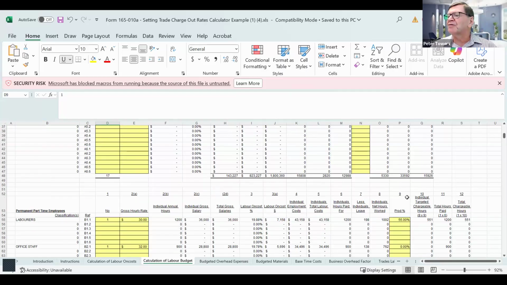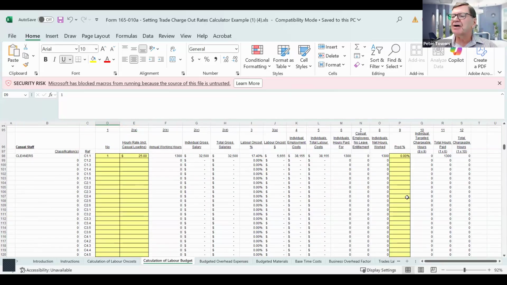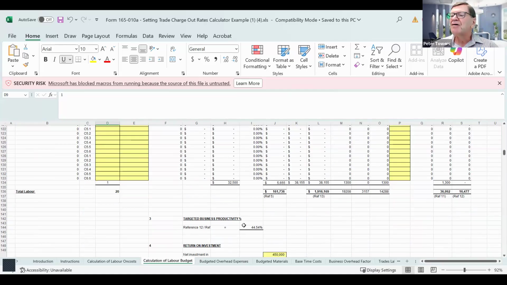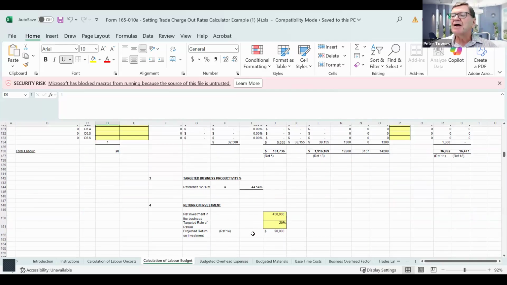And I'm going to show you how all that works in a moment. So we've got those calculations, and we've determined the total amount for labour is $1.9 million. The system's calculated the overall productivity works out at 44.54%. And we're then looking at the profitability. We've made provision that you can insert what your client believes the business is worth, $450,000.